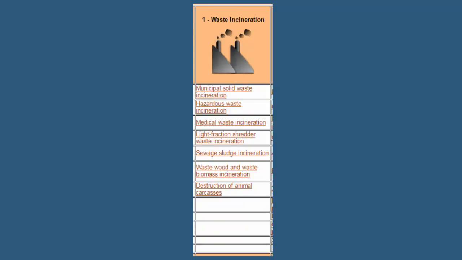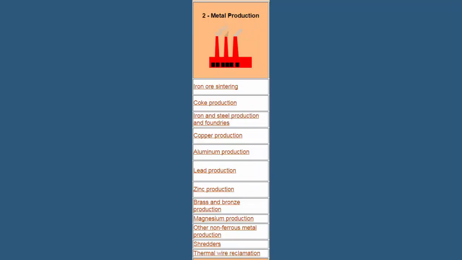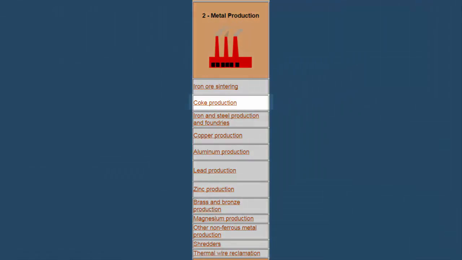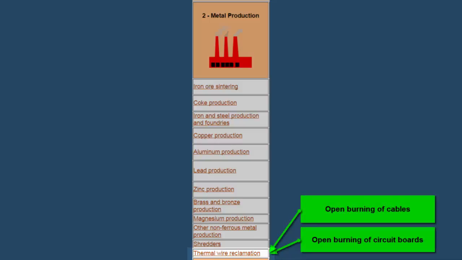Group 1 includes 7 categories of waste incinerators, each of which is defined by the type of waste that is burned. Group 2, metal production, has 12 categories, most of which involve the production of primary and secondary metals, and the remainder are related, such as production of coke, metal shredders, and thermal wire reclamation. Now note, please, that thermal wire reclamation also includes open burning of circuit boards and cables.